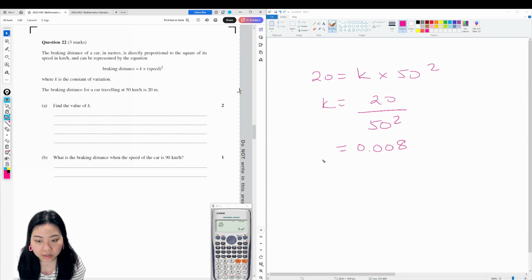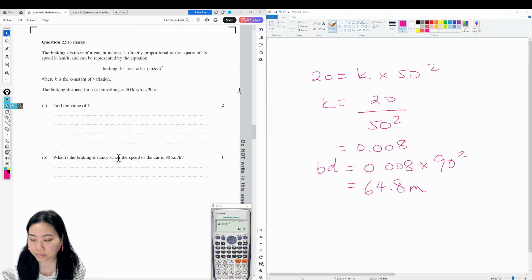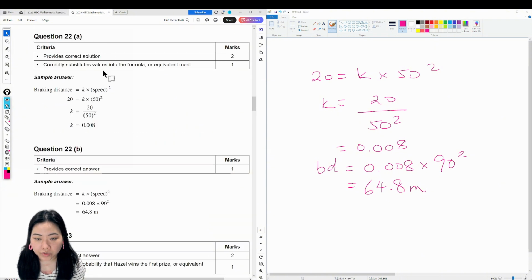B, what is the braking distance when the speed is at 90 kilometers per hour? The braking distance is going to be 0.008 times 90 squared. I could just do the answer times 90 squared. 64.8 meters. That's a lot more than before. Again, don't forget your units. Did we answer the question? I believe we did. Let's check the answers. 22A, 0.008. 22B, 64.8 meters.